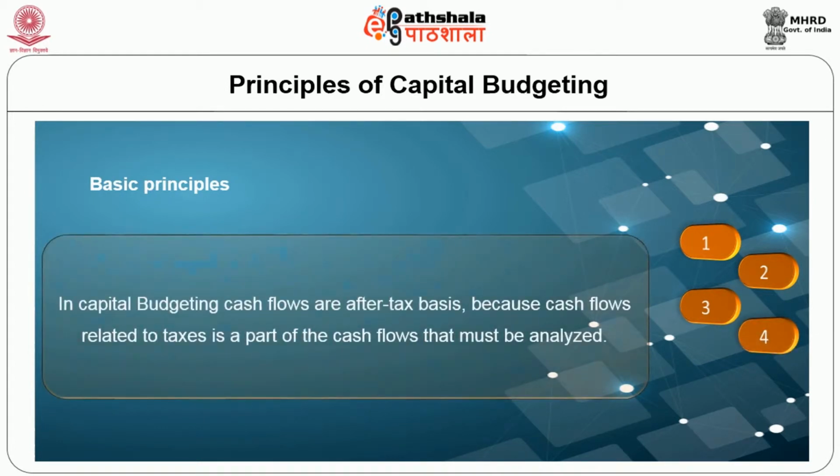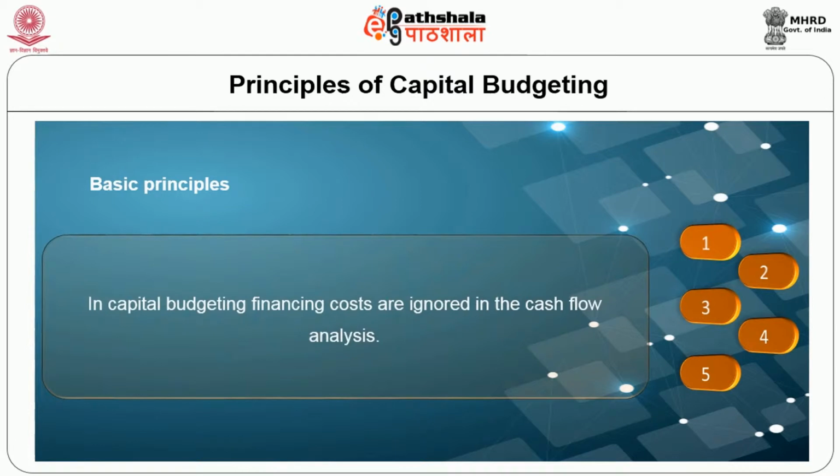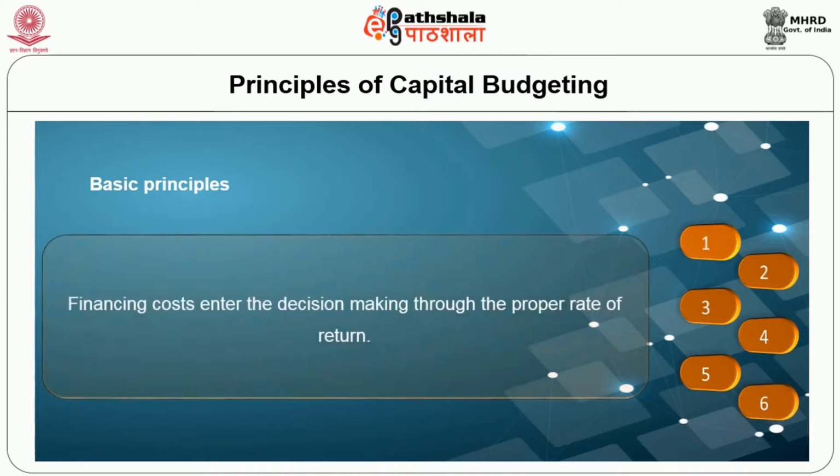In capital budgeting, cash flows are on an after-tax basis because cash flows related to taxes are a part of the cash flows that must be analyzed. In capital budgeting, financing costs are ignored in the cash flow analysis. Financing costs enter the decision making through the proper rate of return.